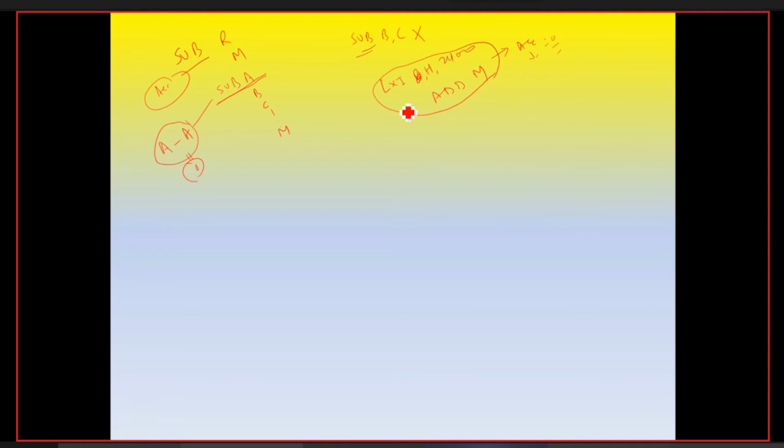So this is one way, SUB A, to clear the content of the accumulator. Another instruction is MVI A, 00. We can perform this also. MVI A, 00.